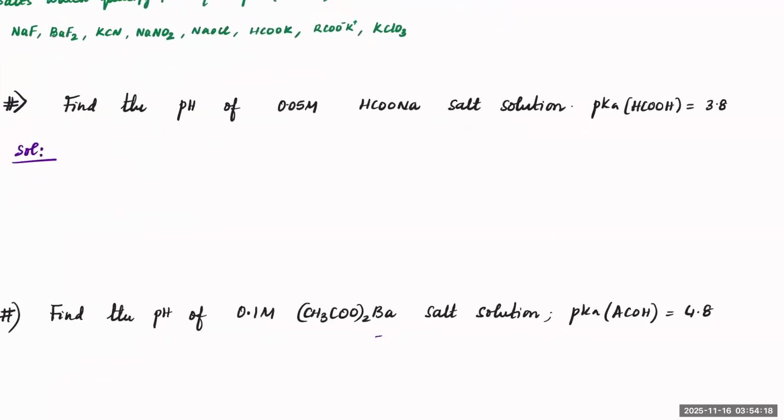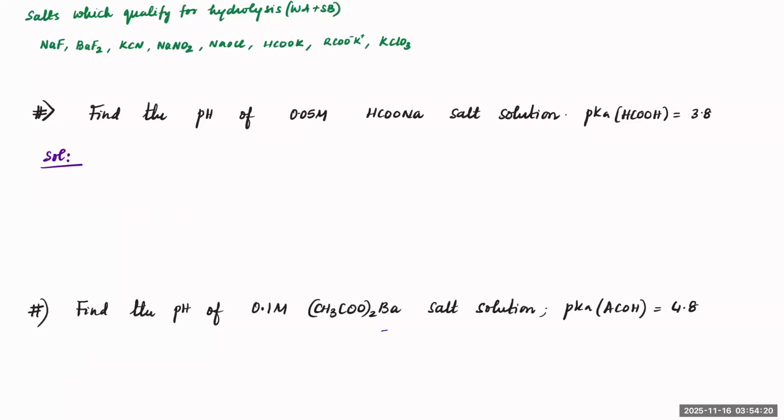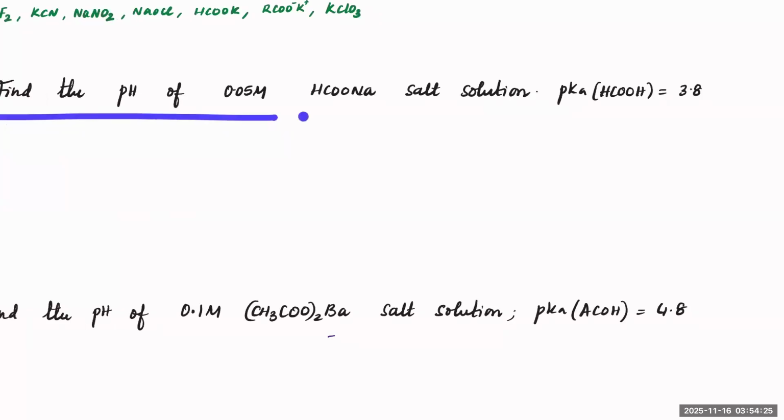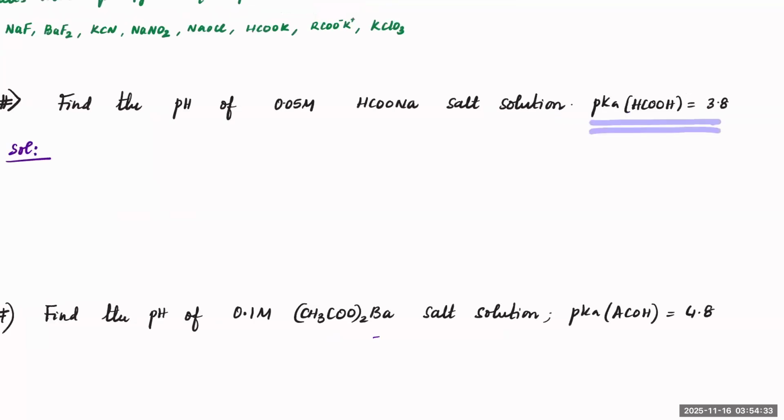Now, come to that particular type of question. Check it out. Find the pH of 0.05 molar sodium formate salt, if the pKa value of the acid is given as 3.8. Okay. So first you need to check whether the salt will qualify or not. So it is definitely qualifying because it is coming from NaOH and HCOOH. So formic acid is weak, NaOH is strong.